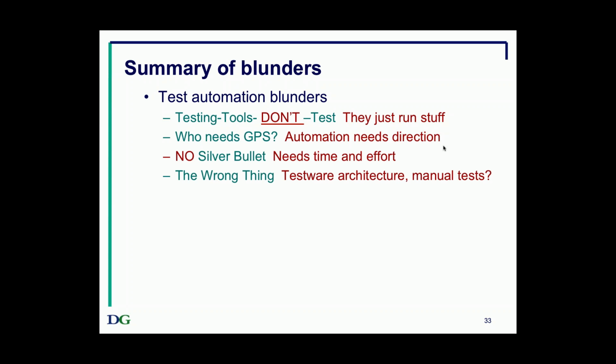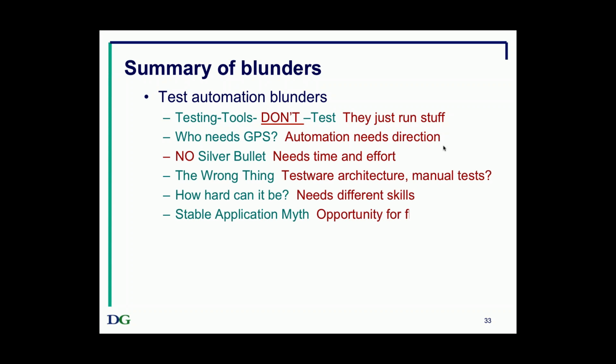Don't automate the wrong thing. Pay attention to the Testware architecture. And not all manual tests should be automated. And don't automate just manual tests. Think about automating other things as well. How hard can it be? Well, yes, it is hard, and it needs different skills, and this needs to be supported.